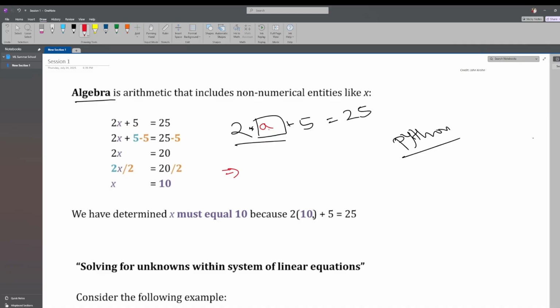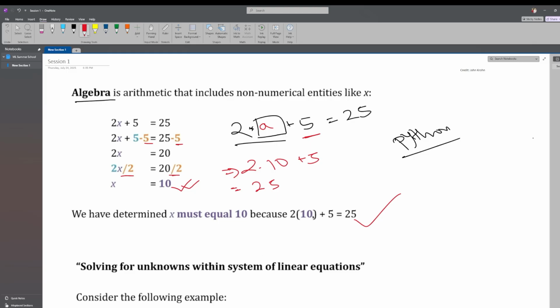If this is the equation, how can we solve the problem? First of all, we eliminate the value 5 from both sides. Then we end up with 2x equals 20, and we divide both sides by 2. We end up with 10, and we can verify that 2 times 10 plus 5 is 20 plus 5, which is 25. Great, isn't it?